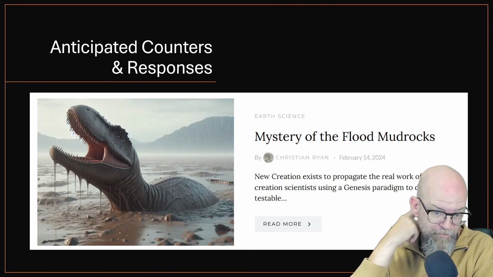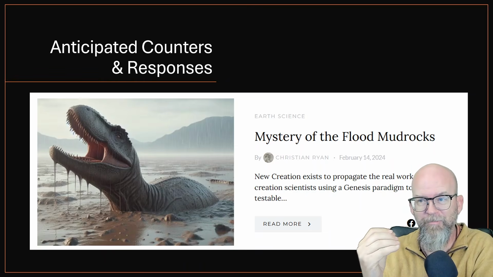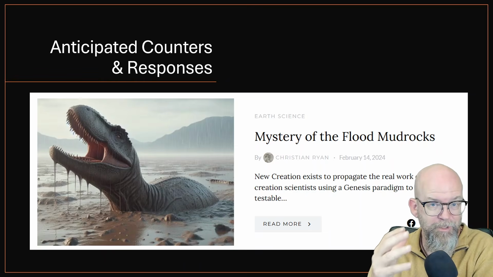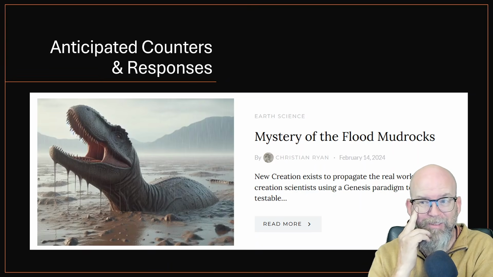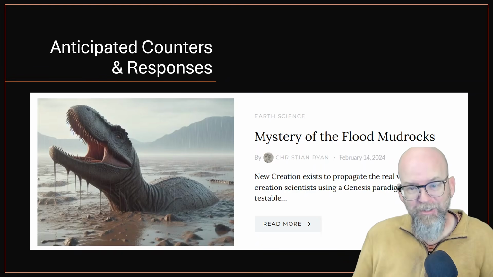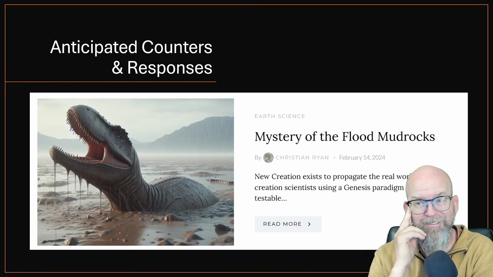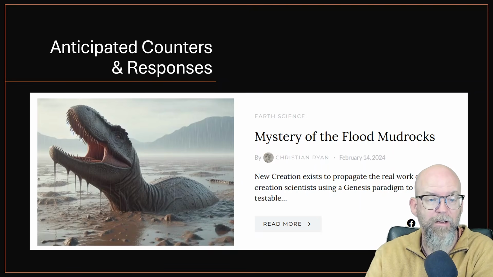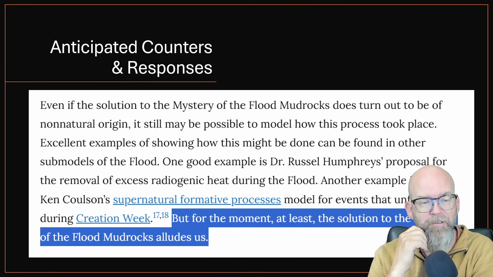And so Christian Ryan wrote this article, Mystery of the Flood Mud Rocks. And he picked out a perfect image for this, because it illustrates just what I was saying before about footsteps stepping onto mud, right? This is a nice illustration of what the world might have looked like right after the flood, as the flood comes to an end, the world's just covered with unconsolidated mud. And dinosaurs stepped into that. They should have just sunk. They wouldn't make footprints. So this is a very apt image representing the problem, the mystery of the flood mud rocks. And I'm not going to go through this whole paper. I'm just going to take you down to the conclusion.